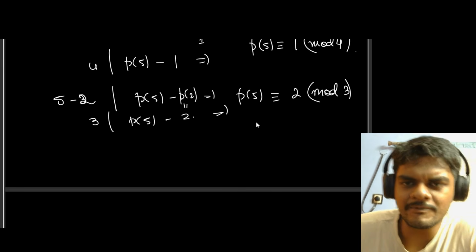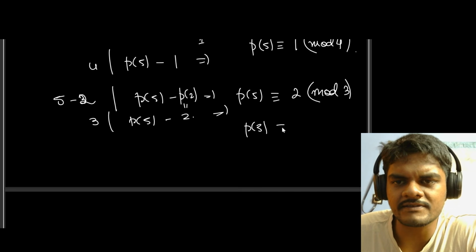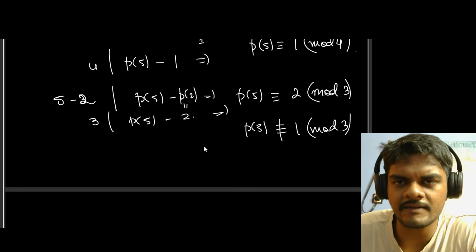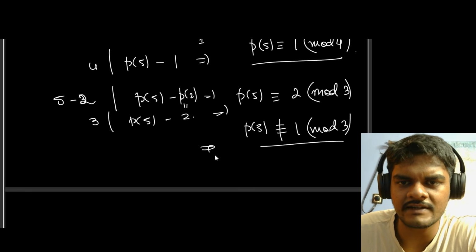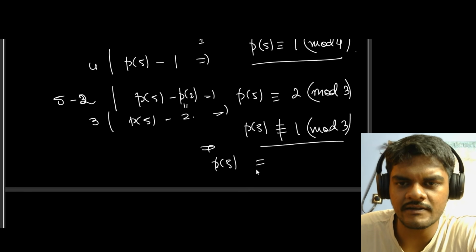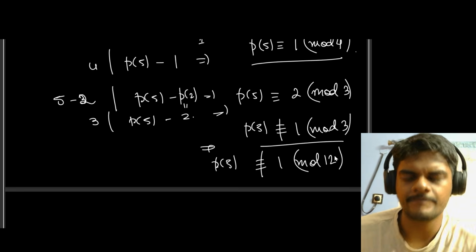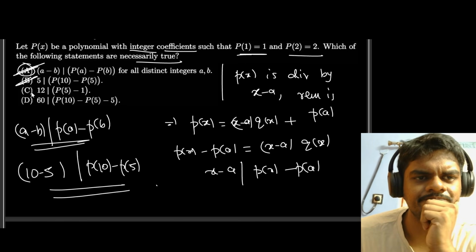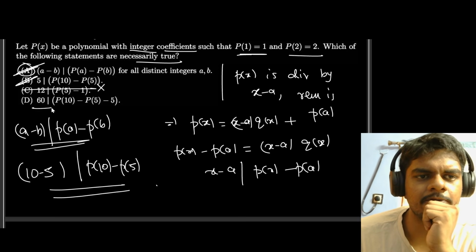So that means p of 5 is not 1 mod 3. These two together will tell me that p of 5 is not 1 mod 12, right? So if p of 5 is not 1 mod 12, option C is wrong. What about option D?